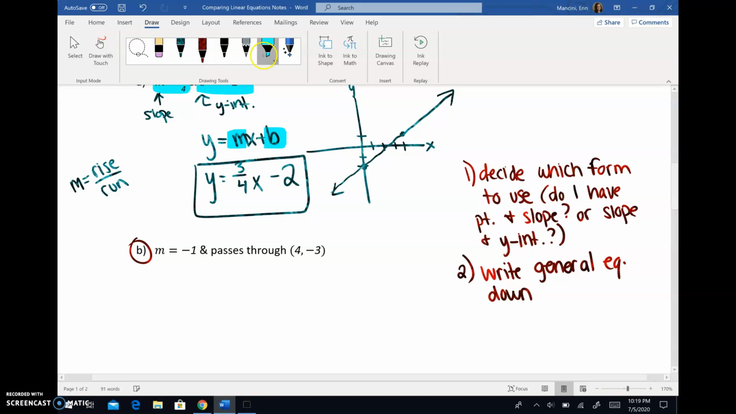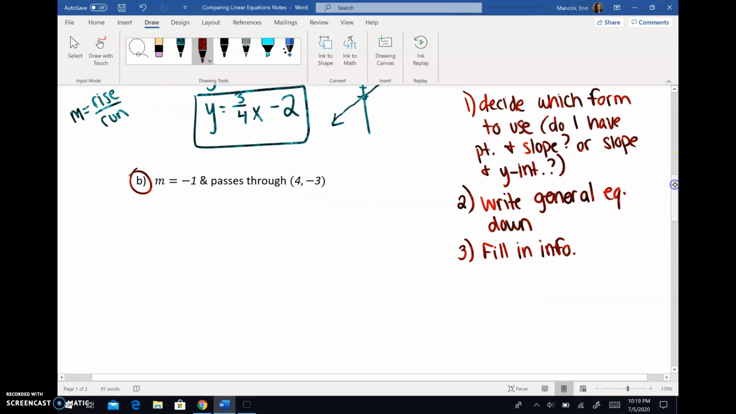Okay, so for example, I wrote this down first. That's what I mean by write the general equation down with nothing filled in. And then you're going to fill in information. So whatever variable you have to fill in, here I filled in M and B, that would be next. Okay, 3 steps, but make sure you decide which form to use before you jump in.